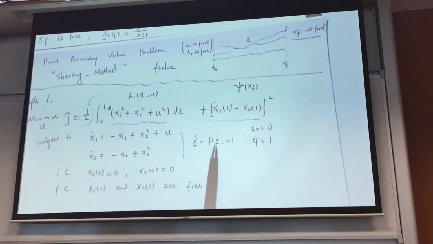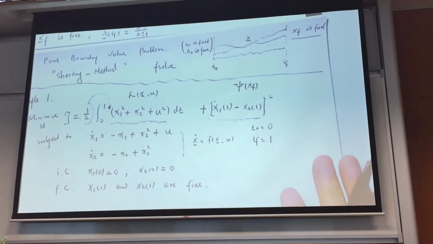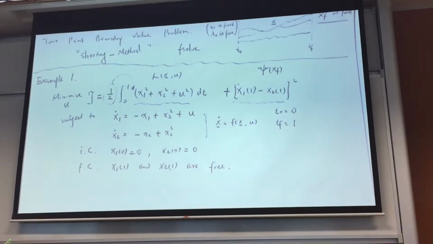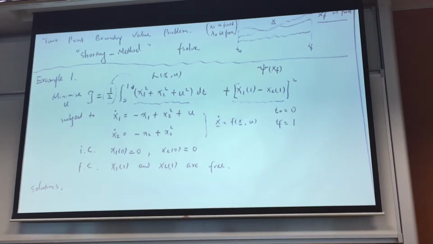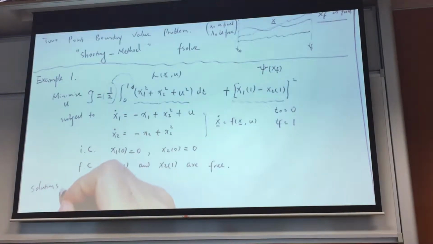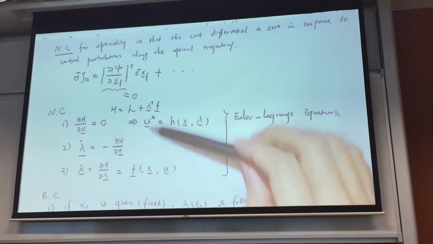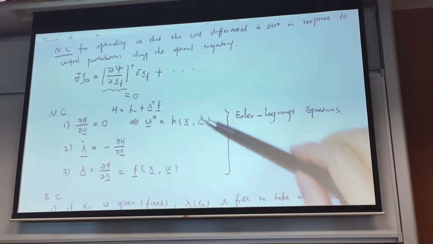So in this case, we have x equal to x1, x2, so we have two components of x. Then the initial condition for x1, x2, and the final condition. So the solution to this problem should be straightforward. We just use what we established here.